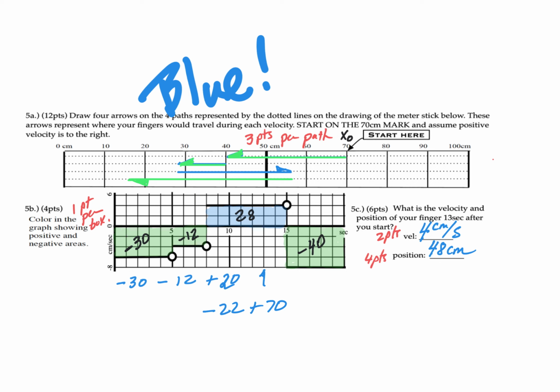You end up here. This 5C over here, the first part's easy. It says, what's the velocity at 13 seconds? Well, at 13 seconds, I can see my velocity is 4 centimeters per second. But then the hard part is find the position. That means I've got to count up all these boxes. Well, when I count the boxes, I get 24, and some people said 24 there, but they forgot that this is a 2-to-1 ratio. So each box represents 2 centimeters. So it's actually 48 by the time you get to the 13th second.